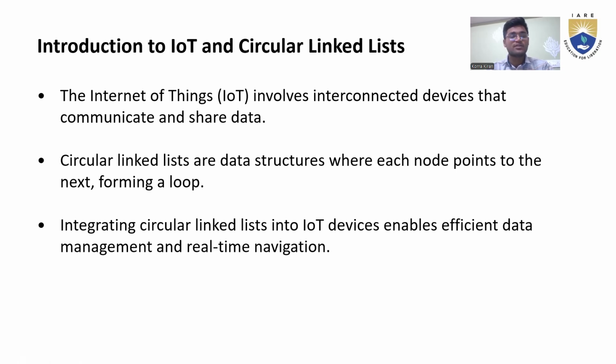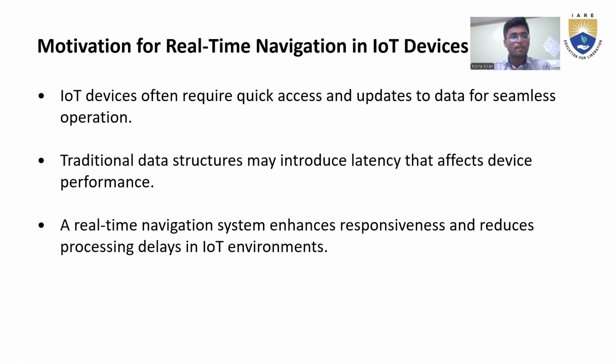At the same time, a circular linked list is a data structure. The definition of a circular linked list is that each node points onward, forming a loop. It's called a circular linked list. It is a type of list, different from a singly linked list and a doubly linked list. The third one is circular. This was the introduction.